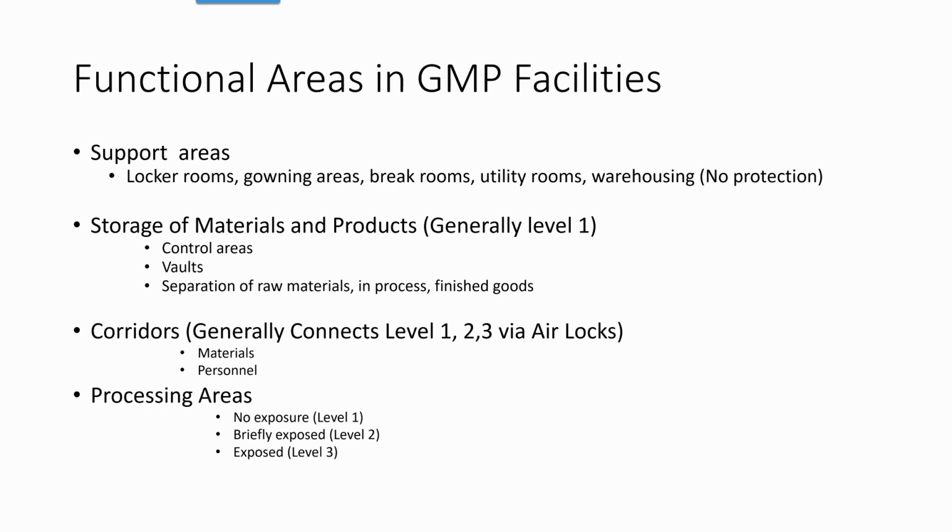Okay, so support areas: locker rooms, gowning areas, break rooms, utility rooms, warehousing. Those are typical areas where you don't really need a lot of protection. You don't need any protection, actually, because there's no product in those areas, so there's no risk of contamination of the product. The main thing, if you have a locker room, is to make sure the outside is landscaped enough so there's no tracking in of mud or dirt. Those are the types of things you need to be thinking about with those.